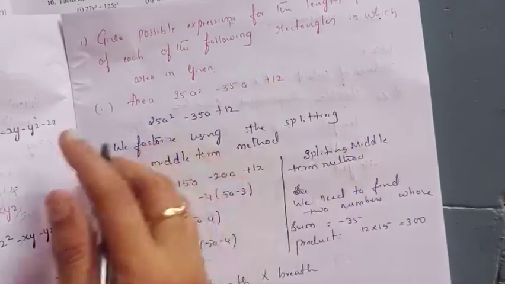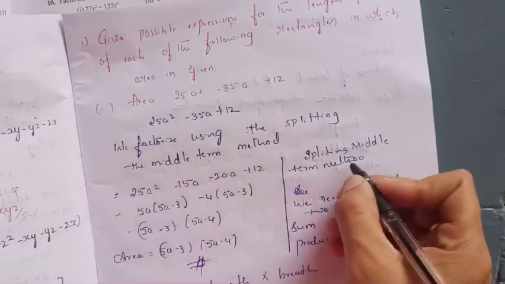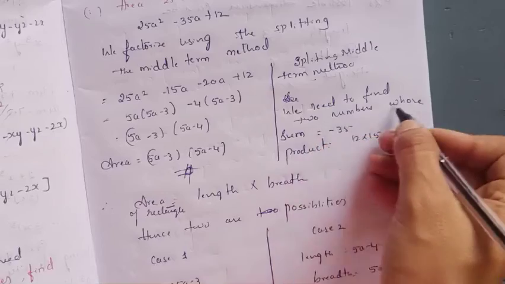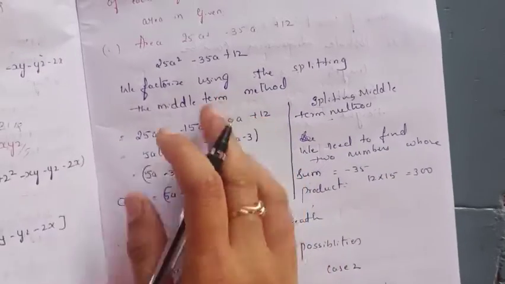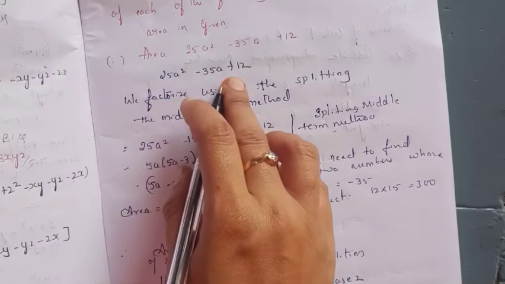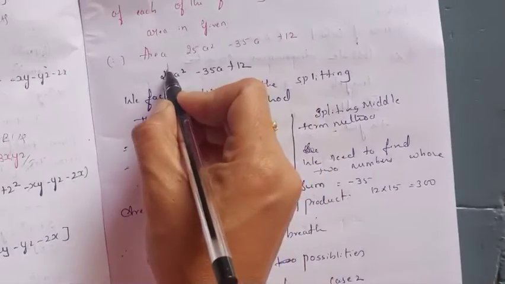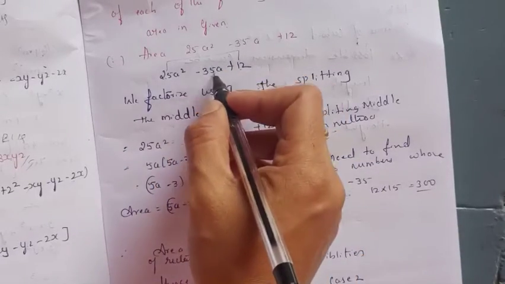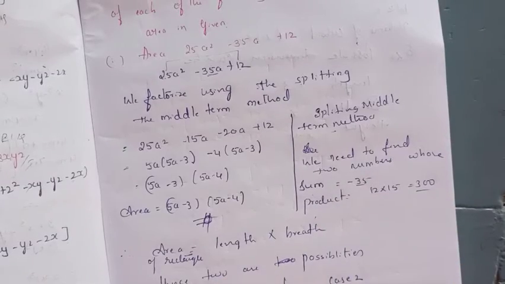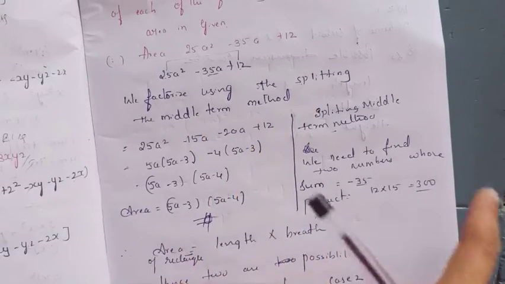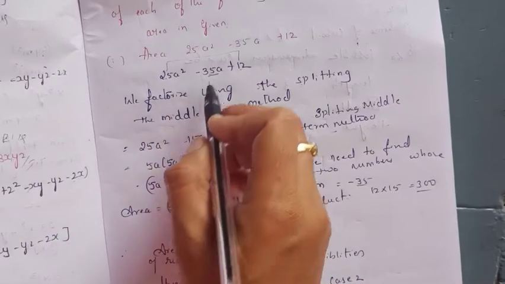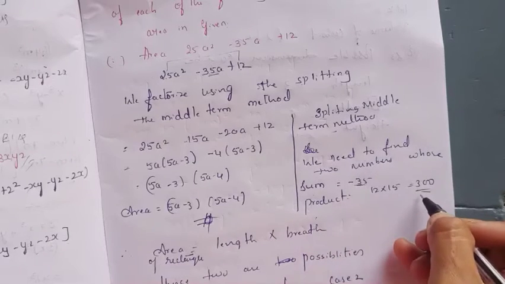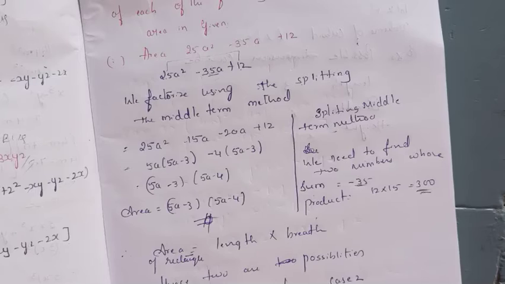How, which method will we apply? We should apply now splitting the middle term. Splitting the middle term means we need to find two numbers with a given sum and product. See, what is the equation here? 25a square minus 35a plus 12. When we multiply 25 and 12, we get 300, and when we do the sum we should get minus 35, and this method is called what? Splitting middle term method. So for 25a square minus 35a plus 12, the product should be 300 and the sum should be minus 35.